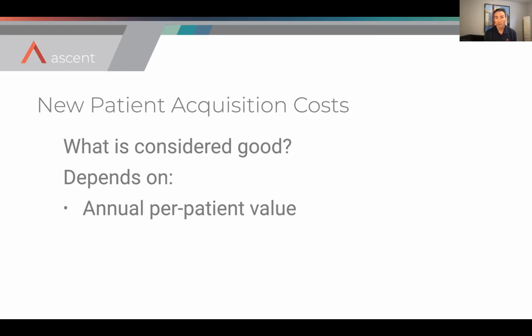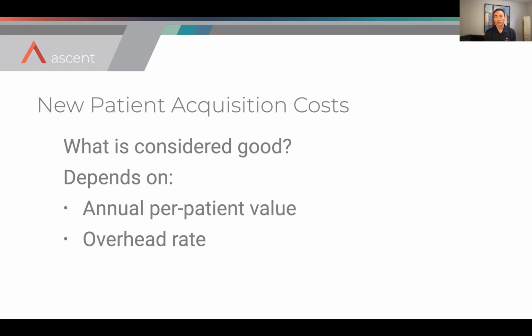If your per patient values are really low, you can't spend very much because you've got overhead costs and other things you have to cover. And that leads to the second thing it really depends on, and that's your overhead rate. Some practices run really lean and have a 60% overhead rate. Some practices don't run lean at all. I've seen 80% overhead rates. And again, the better your overhead rate, the more you can invest in per patient acquisition costs.